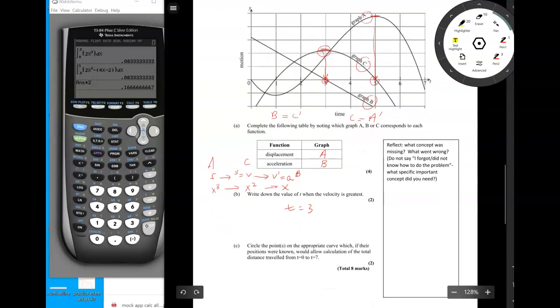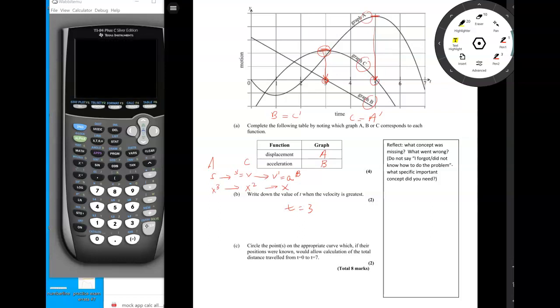Circle the points on the appropriate curve which, if their positions were known, would allow calculation of the total distance traveled from t equals 0 to t equals 7. Okay, remember, in order to calculate total distance traveled, we need to know the displacement every time the direction changes. In this particular case, there are two ways to see where the direction changes. If we look at the displacement graph, the direction changes every time the displacement graph literally changes direction.